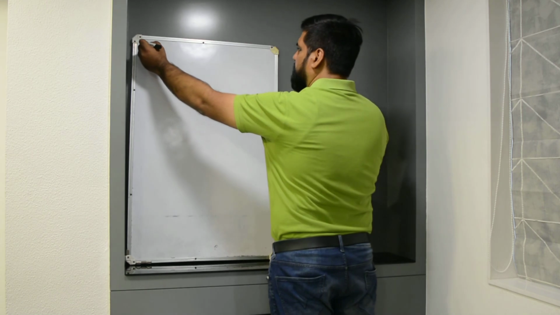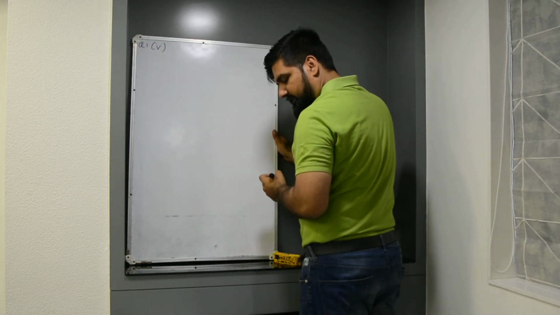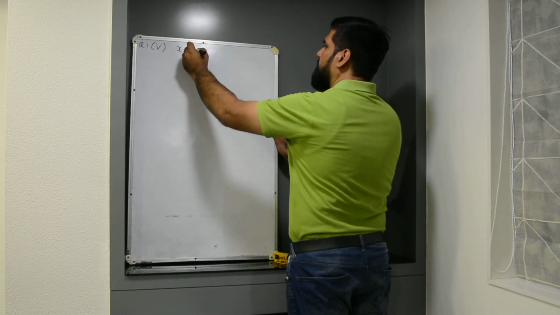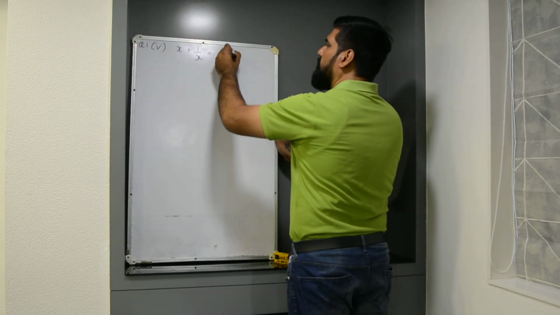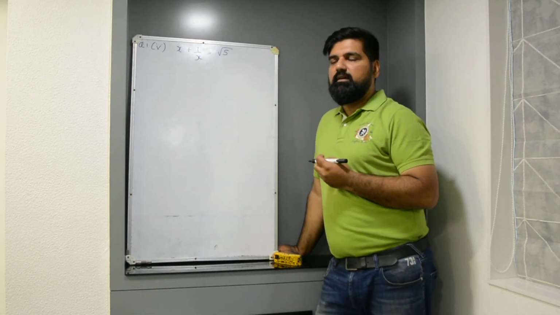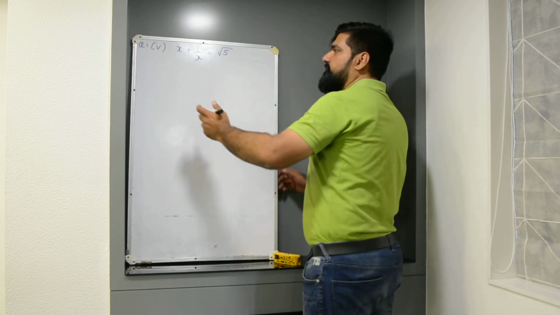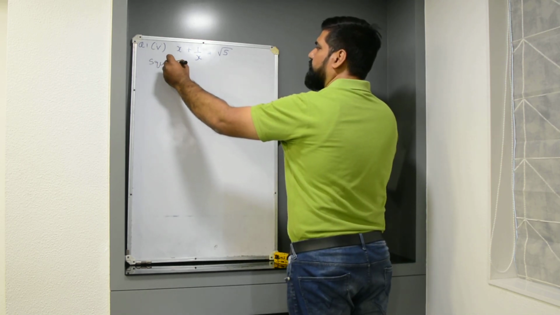Let me do the fifth question as well. Fifth part. We have been given x plus 1 by x is equal to root 5. We need to find x minus 1 by x, and then we need to find x square minus 1 by x square. How will we do it? We will square both the sides.